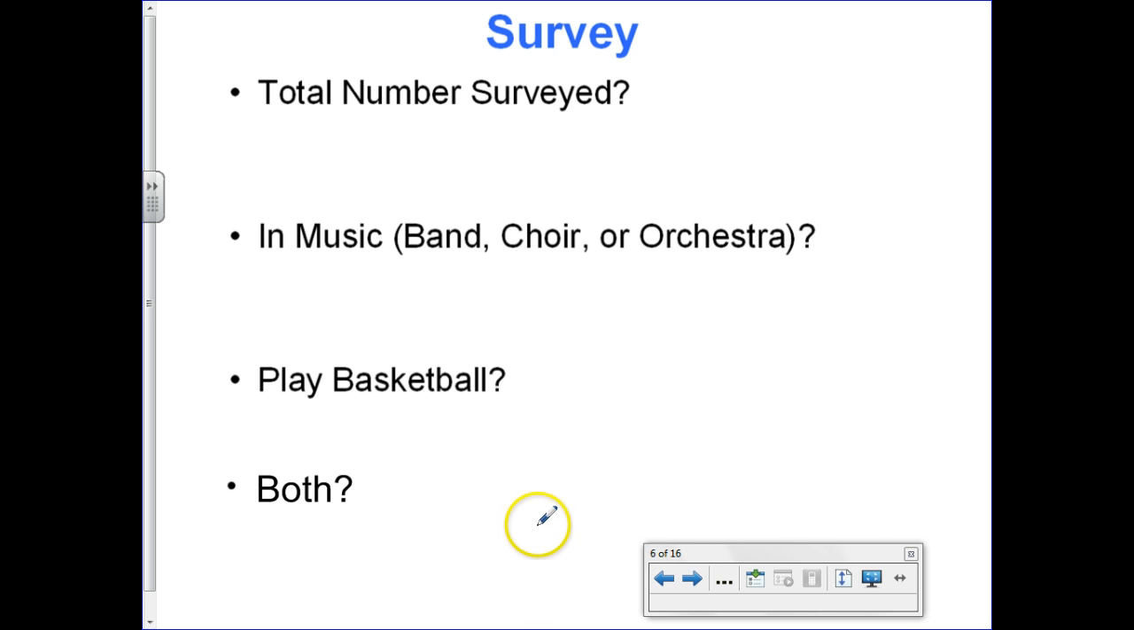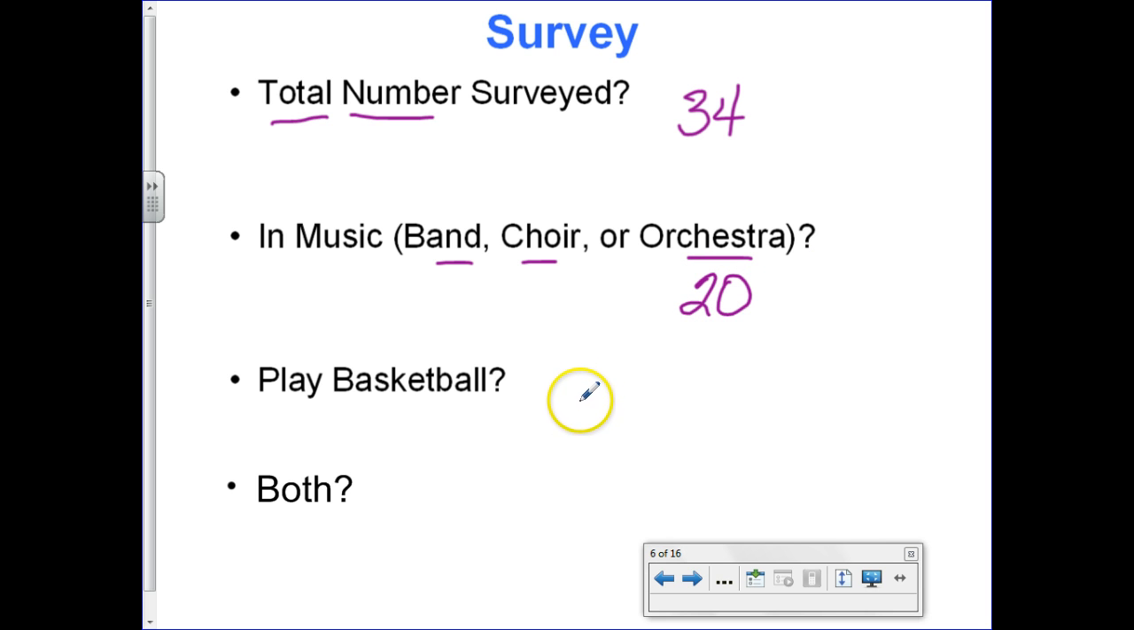So if you were all here in class, I would say, hey, let's conduct some kind of survey here. And the first thing I need to know is what's the total number of people surveyed. So let's say we actually have 34. If everyone was here in class that day, we'd have 34 students. Then if I asked you, all right, anybody who participates in band, in choir, or orchestra, or perhaps some sort of musical group outside of class, please raise your hand. And let's say there I had 20 students that participate in some form of music activity.